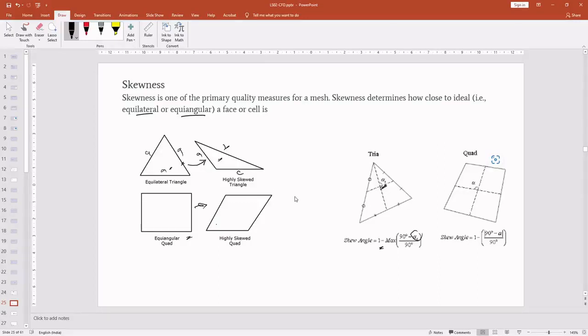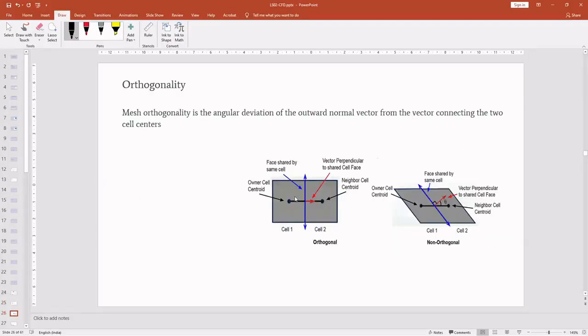So in these two methods we can find skewness. Next one is orthogonality, mesh orthogonality. Mesh orthogonality is somewhat similar to skewness. In some supplements they might have interchanged these as well, but mesh orthogonality is between two normals actually.